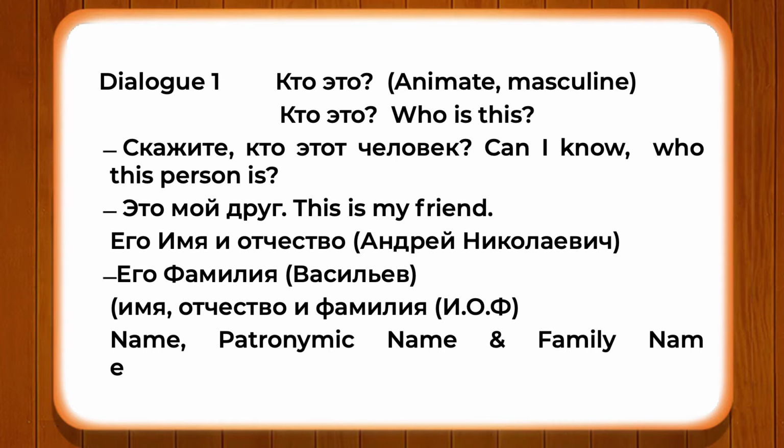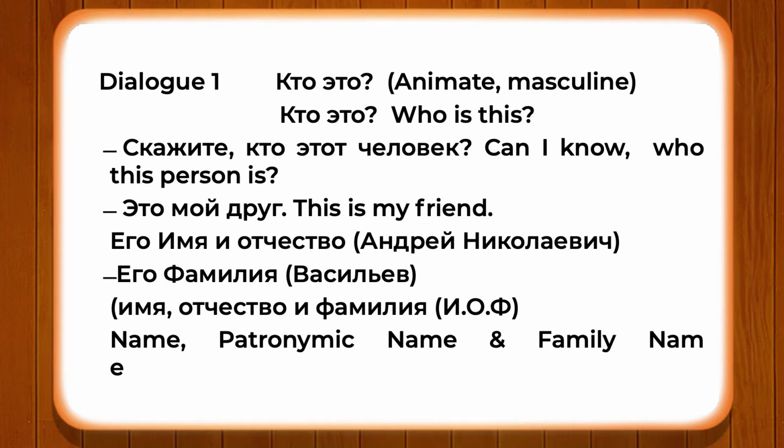Who is this? Can I know who this person is? This is my friend. His name and patronymic is Andrei Nikolaevich. Его фамилия, that means his family name, is Vasiliev.